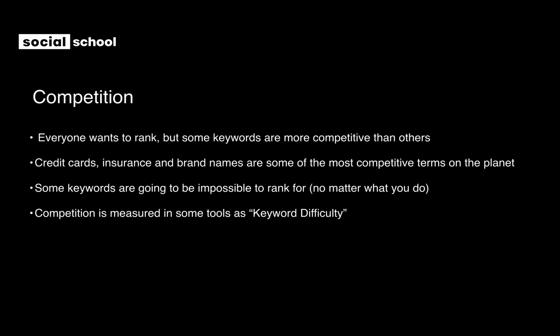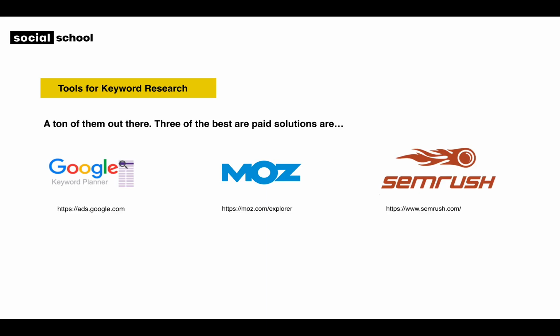So some keywords are just going to be impossible to rank for no matter what you do, especially if you're a small brand, a local brand, and you're trying to go after these huge keywords that have 1 million searches a month, but they're so competitive, they're nationally searched terms. It's just impossible. So you do have to think about that competition level. In some keyword tools, including the one we're going to look at today, the metric that's actually pulled for this is called keyword difficulty, and it's going to tell you, as a percentage, how difficult a term is.